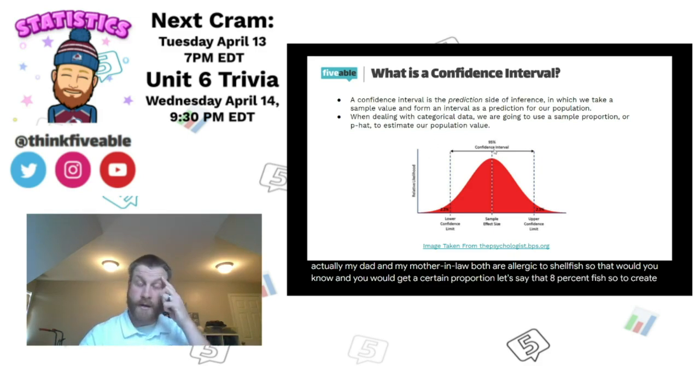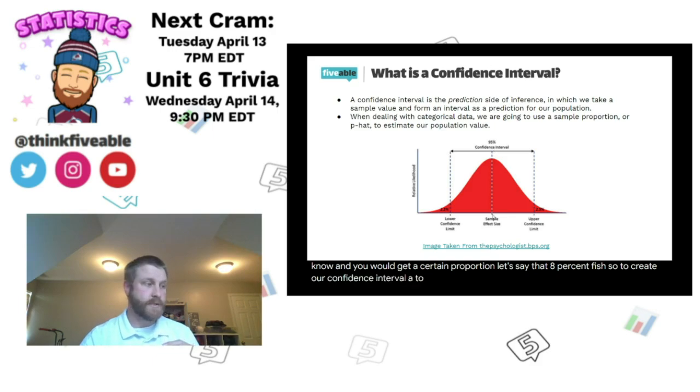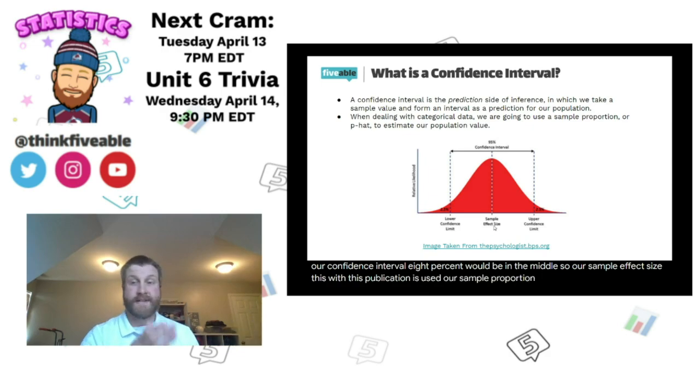So to create our confidence interval, 8% would be in the middle. So our sample effect size, that's what this publication is used. Our sample proportion is in the middle.